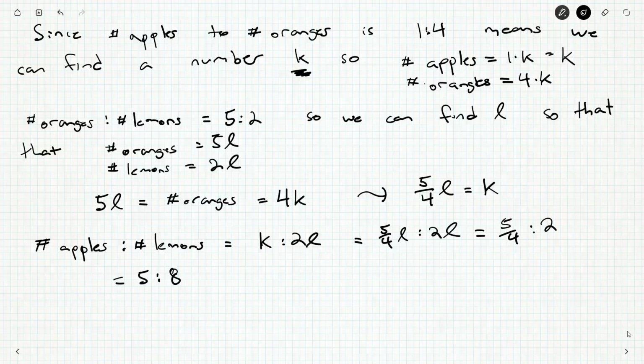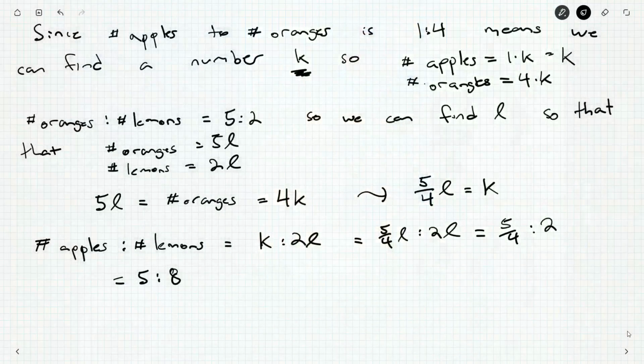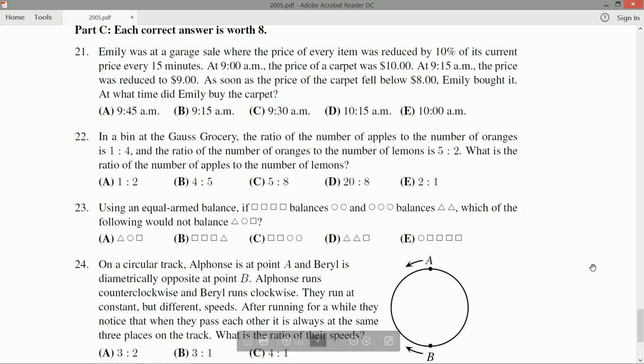Now, hopefully this matches with one of the answers they've given. If it doesn't, that's okay. You're allowed to divide by the same number on both sides and multiply by the same number on both sides to try and make it fit with one of the possible answers. But I think I saw 5 to 8. So let's check here. Yeah, it's right in the middle. C, 5 to 8.